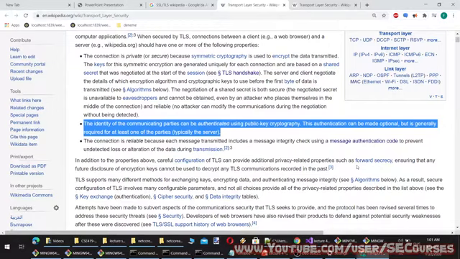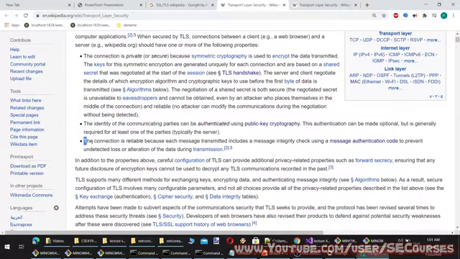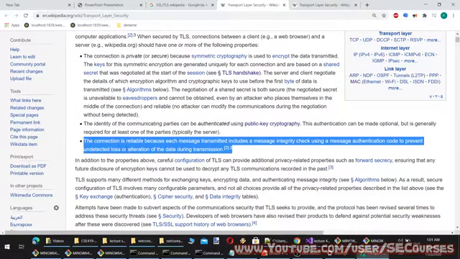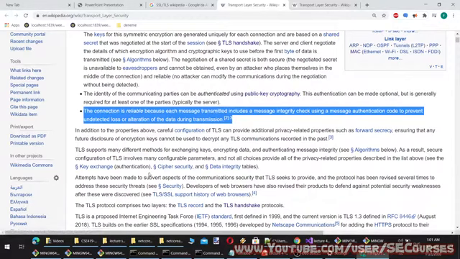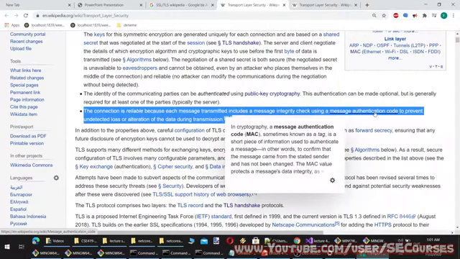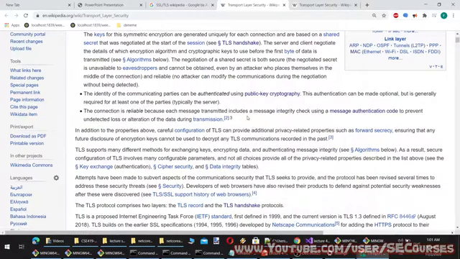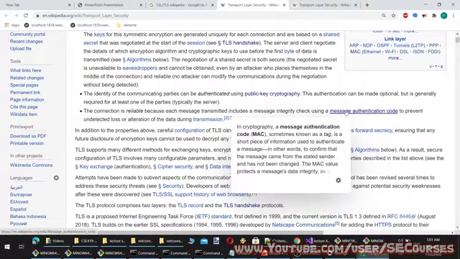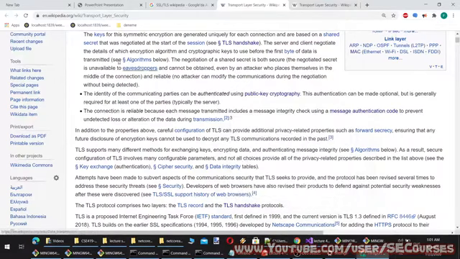The identity of the communicating parties can be authenticated using public key cryptography. This authentication can be made optional, but is generally required for at least one of the parties, typically the server. The connection is reliable because each message transmitted includes a message integrity check using a message authentication code to prevent undetected loss or alteration of the data during transmission. So you see, both the data is encrypted and a message authentication code is sent. You see?